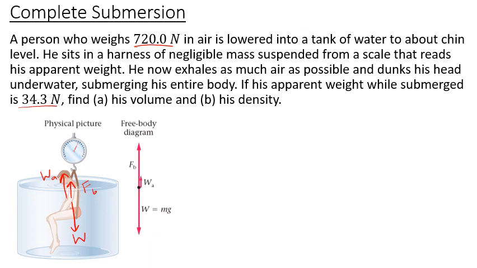So we can write Newton's second law for this person. Let's say I will consider all the forces going upward as positive. So the apparent weight is a positive number and buoyant force is a positive number, minus his weight, which is a negative number. And since this person is at rest, no acceleration, that means it equals 0.